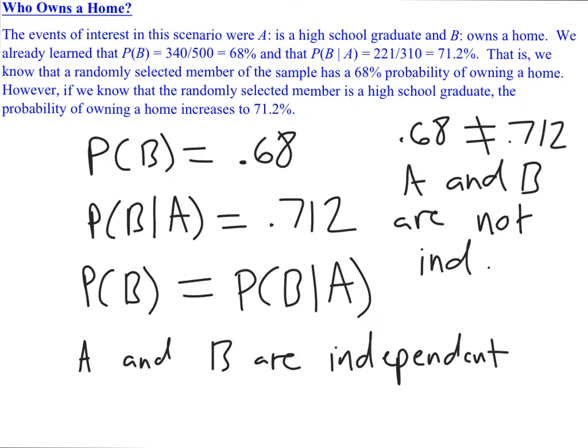Independent meaning the outcome of one doesn't impact the other. We're not able to say that. But conditional probabilities can be very, very helpful in justifying if events are independent or not.